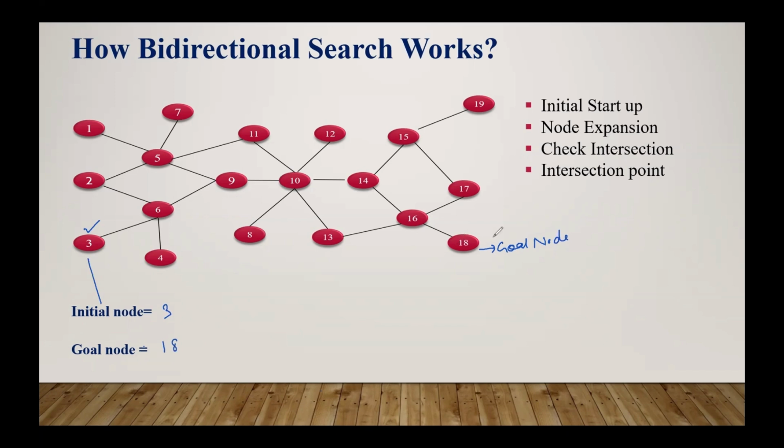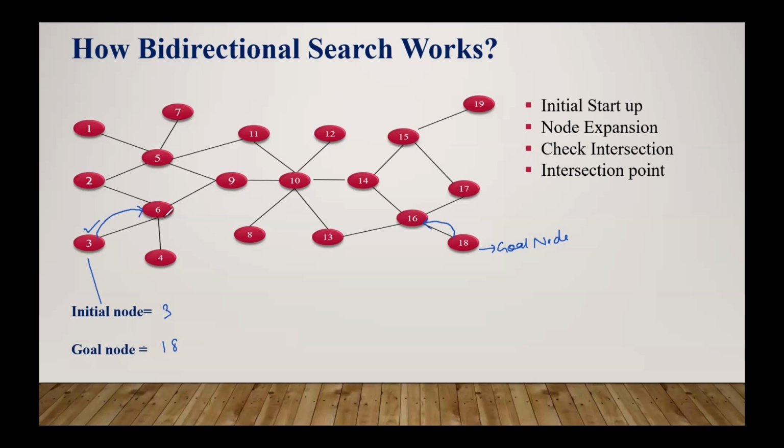So first we initialize the nodes, then go for the node expansion. Node expansion means in each and every iteration, each and every step, we have to traverse from one node to another node. For example, say we go for BFS. From this node, what are the possible paths? Only one path is possible, from 3 to 6. So it moves from this to this one. Then from here, this is the goal node. From this node, what are the possible paths? Only one path is present, from 18 to 16. So it will traverse this way. So first this one, then this one.